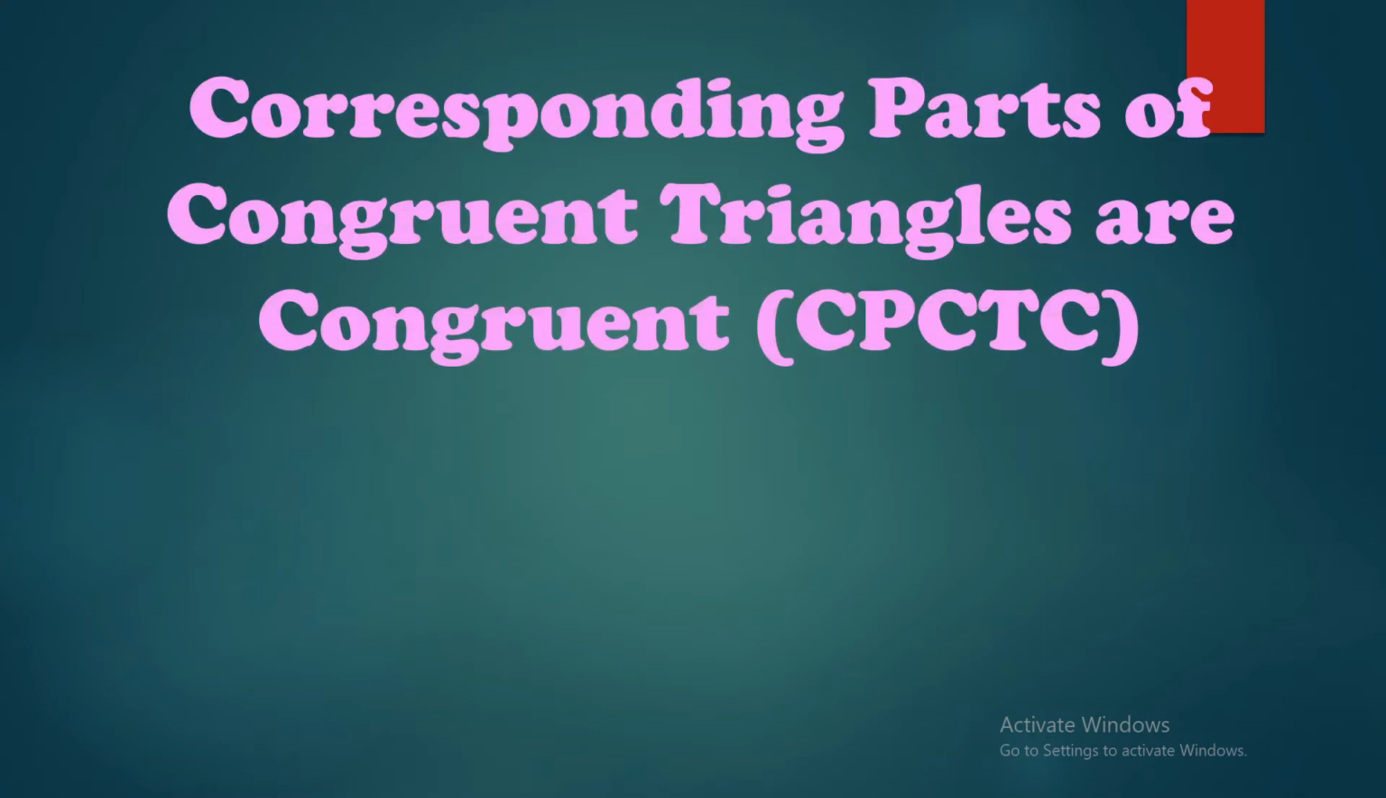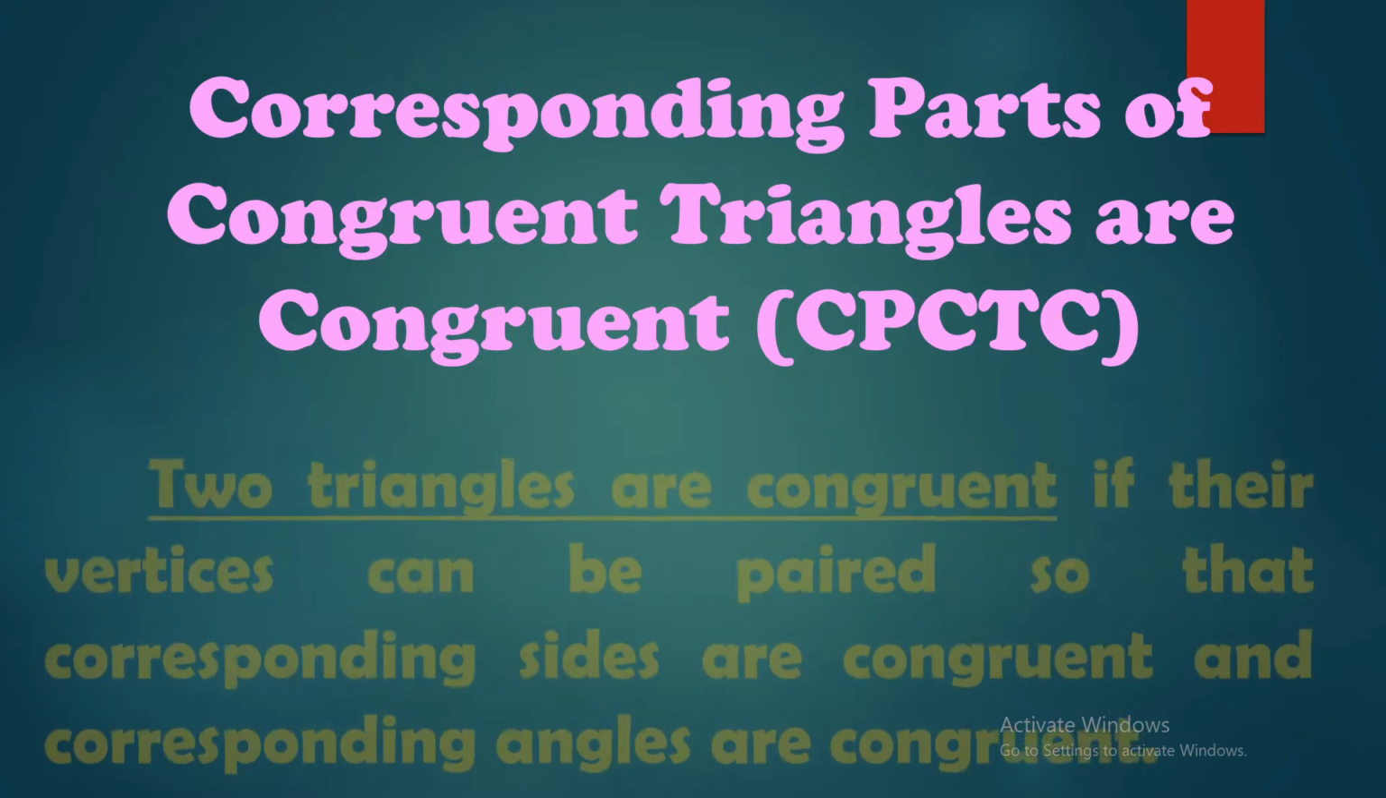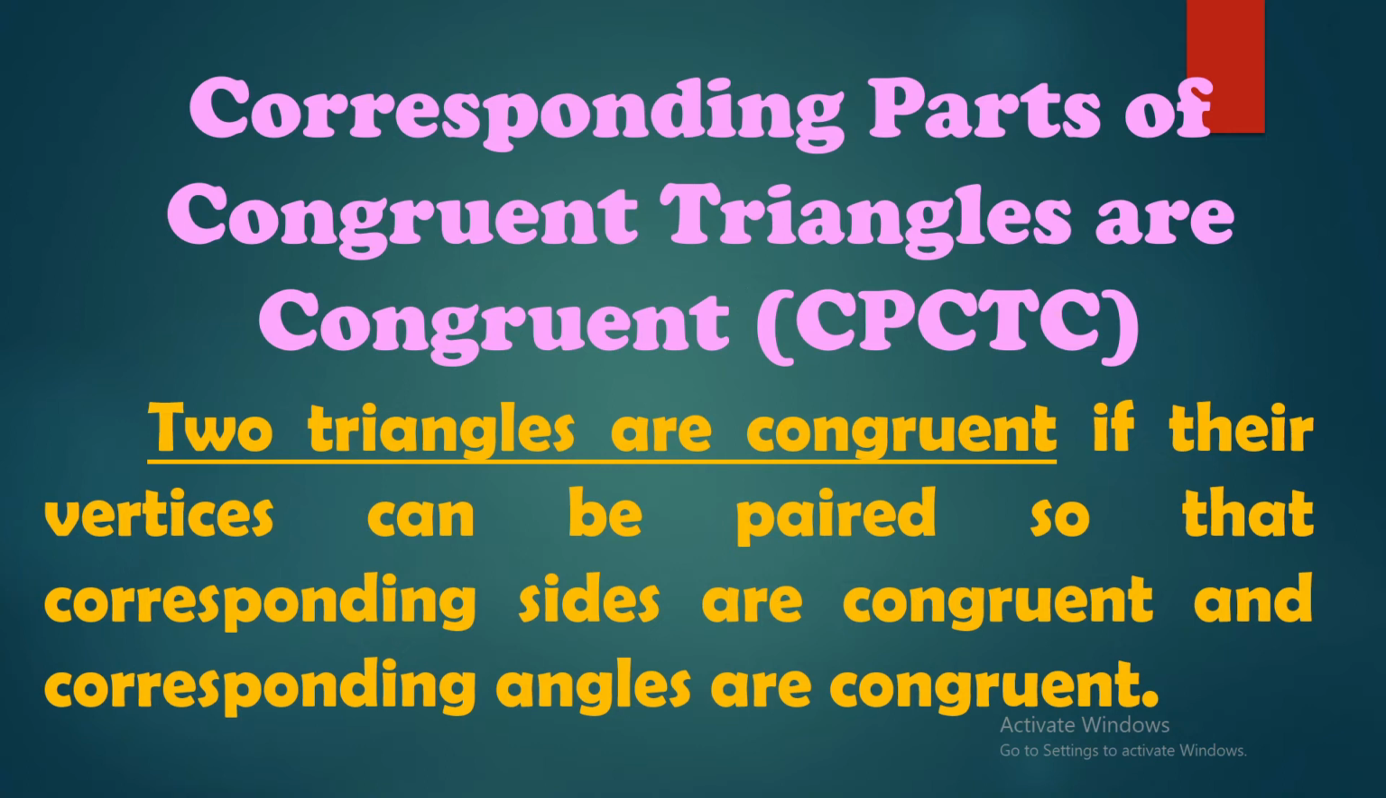And that is based on the CPCTC, or the corresponding parts of congruent triangles are congruent. And that two triangles are congruent if their vertices can be paired so that corresponding sides are congruent and corresponding angles are congruent. So given two congruent triangles, we can solve for the measurement of its unknown parts. And that is our lesson in this video.